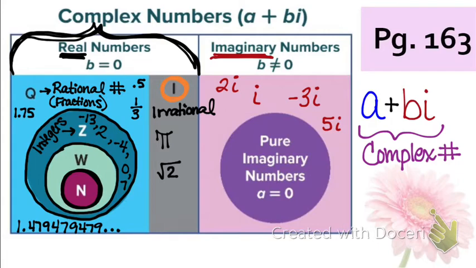Z is your integers. This is really where we pick up for things like Algebra 1 and Algebra 2. Integers are whole numbers, but we include positives and negatives there. Does that make sense? Okay.